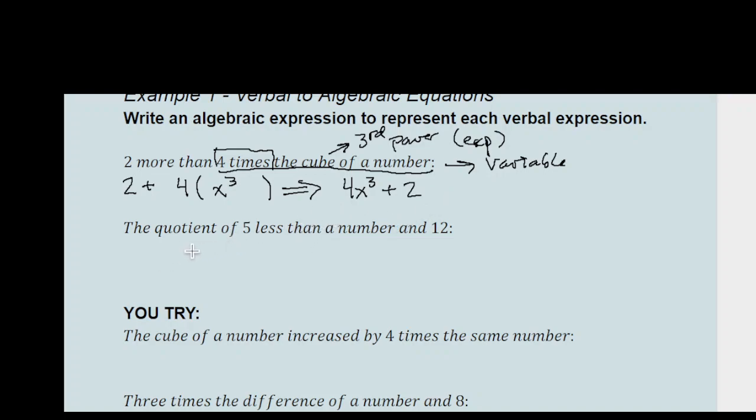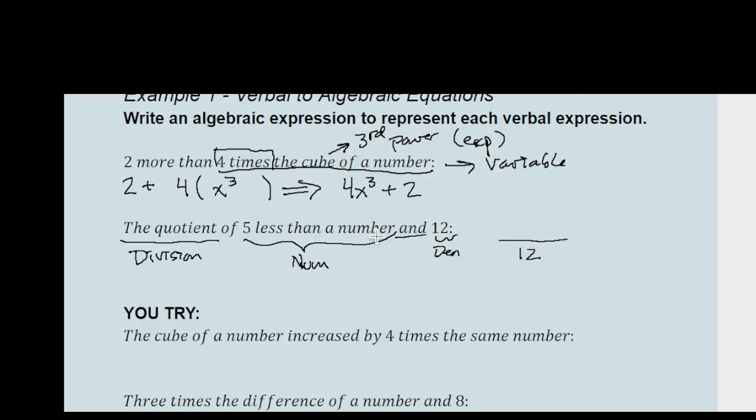Now the next one says the quotient of 5 less than a number and 12. The first thing is the quotient. Quotient means this is a division problem. So I'm going to put a division bar. They're going to tell us our 2 things: 5 less than a number and 12. This "and" is basically telling you where your bar is. So 5 less than a number is going to be our numerator, and 12 is going to be our denominator. So put 12 down there, that's easy.